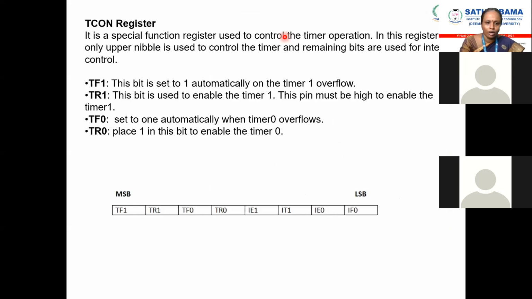Now this TCON register. In the TCON register we have two flags that we use: TF and TR. TF0 means the timer 0 overflow flag, and TR0 means enable timer 0. So only these two flags are going to be used. That's why I use the TCON register. In the program we are not specifying any TCON register, but this TCON register is used to control the timer operation. TF0 is for timer 0 overflow, and TR0 is to enable timer 0.